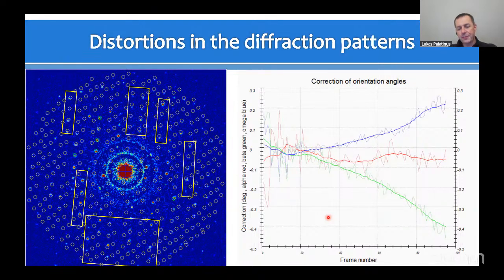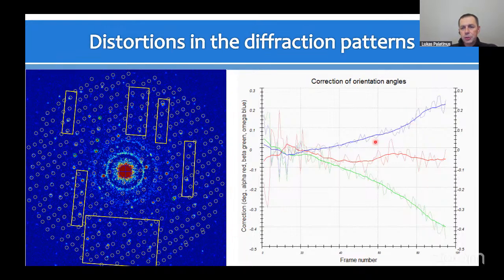Here you can see some effect of these distortions. On the left, this is a diffraction pattern with an overlay of predicted positions in case when distortions are not properly corrected for. This is quite an extreme case to make it visible clearly on the screen, but still you can see that the circles are just away from the actual positions. And of course, in this case, it's not possible to extract the intensities correctly. So this can happen when the distortions are not correctly accounted for.